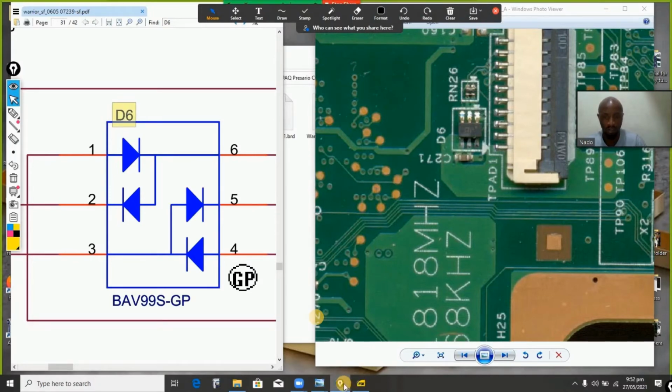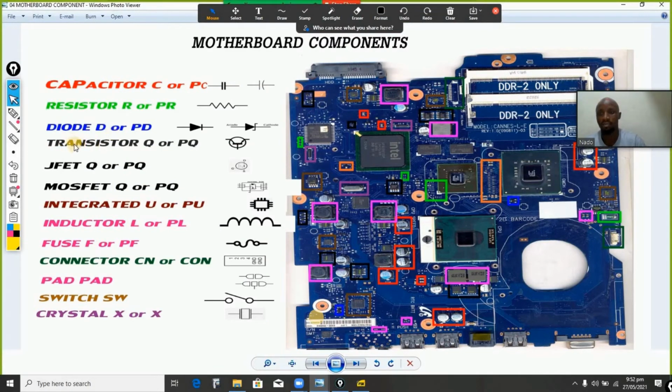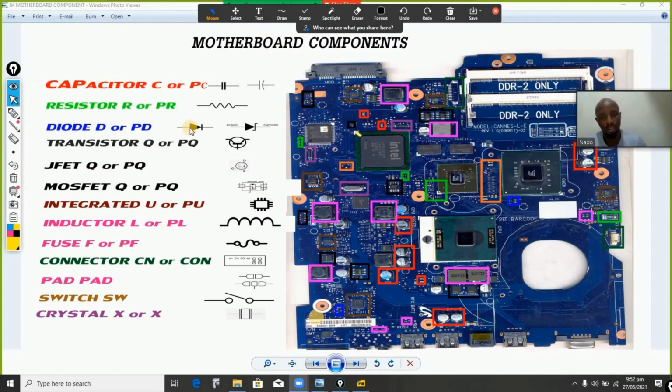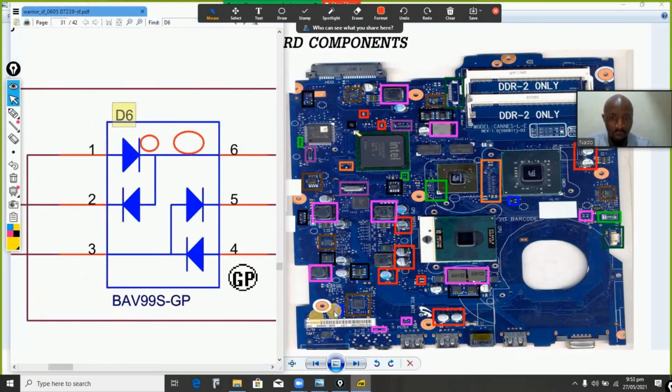From here we are going to move to the next component, the transistor. Transistors are represented with Q or PQ, and they always have 3 pins. At times they used to have 6 pins too, but basically they are 3 pins in nature. In these 3 pins, we have one for base, another for emitter, and one for collector. This is the symbol for a transistor, and on the motherboard it is also represented with Q.